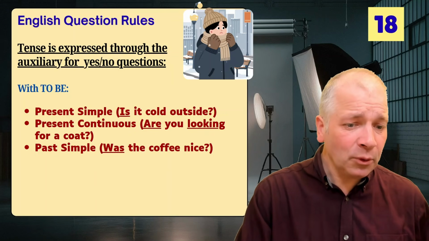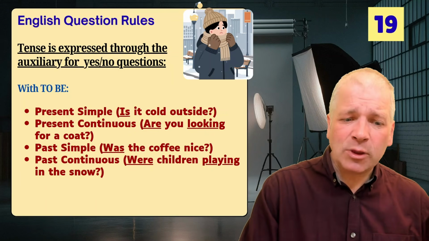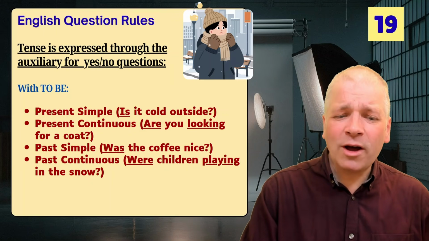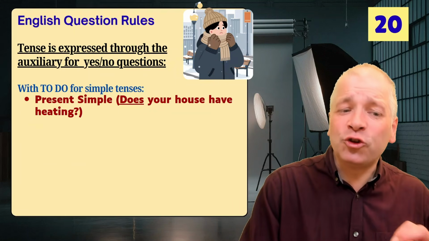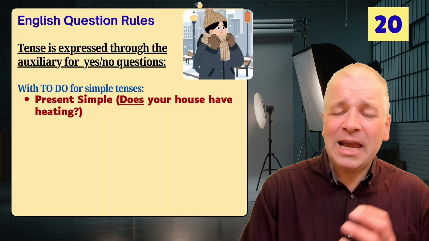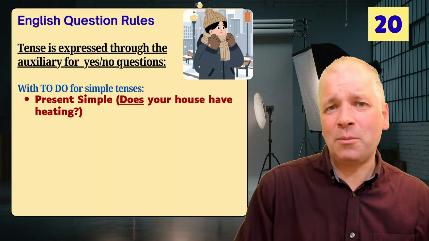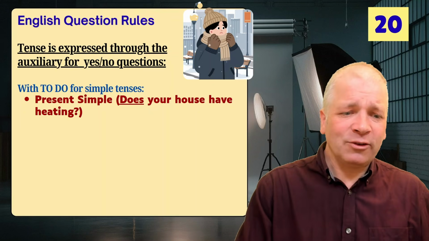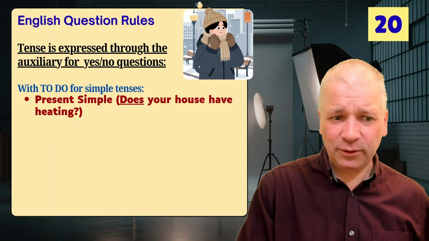With the past simple, this would be was or were. So was the coffee nice? And with the past continuous, an example, were children playing in the snow? When it comes to do, the present simple could be, does your house have heating? So does has the tense formed from the verb to do, and the main verb is have here, doesn't change, it stays in the infinitive.